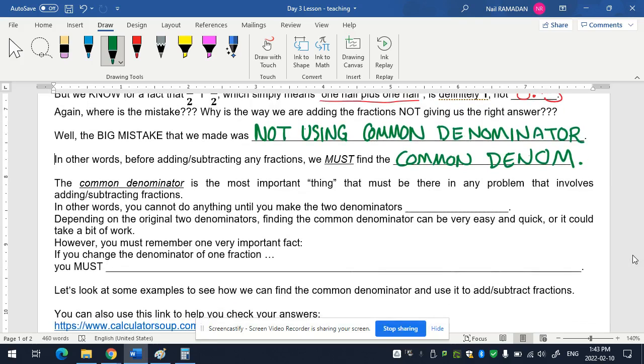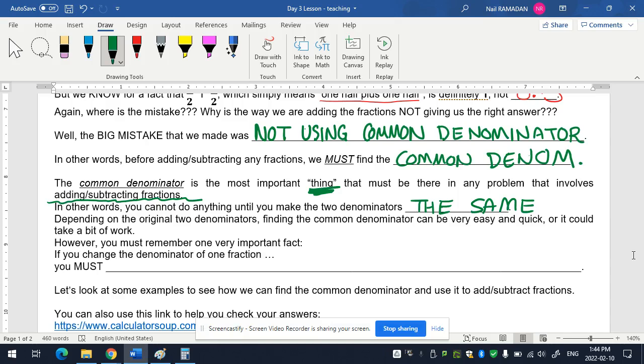The common denominator is the most important thing that must be there in any problem that involves adding or subtracting fractions. In other words, you cannot do anything until you make the two denominators the same. That's what the word common means. Common means the same. Depending on the original two denominators, finding the common denominator could be very easy and quick, or could involve a bit of work.